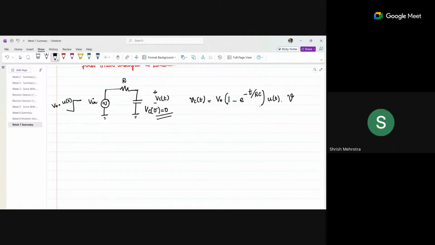So basically, with respect to t, this is my input signal, right? At time t equal to 0, it becomes u of t. This is my Vin. But my response will be like this: at time infinity, Vc of t will be equal to V naught. But initially it will be exponentially increasing, right? This is my Vc of t.